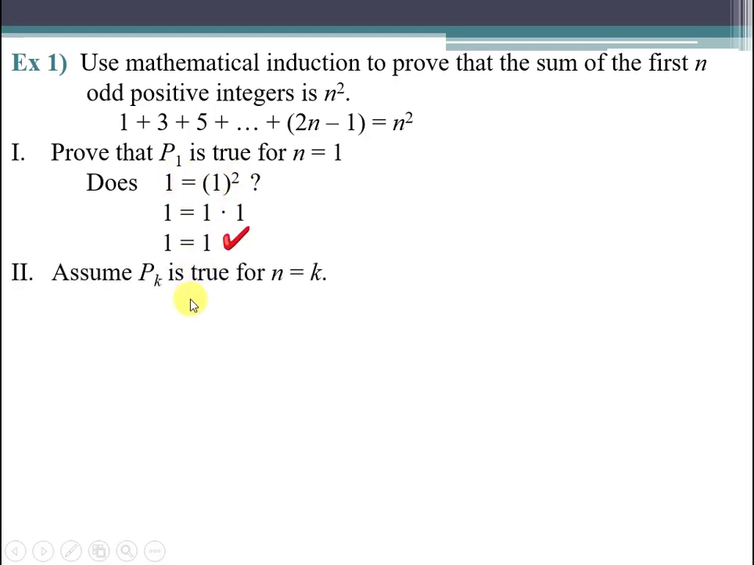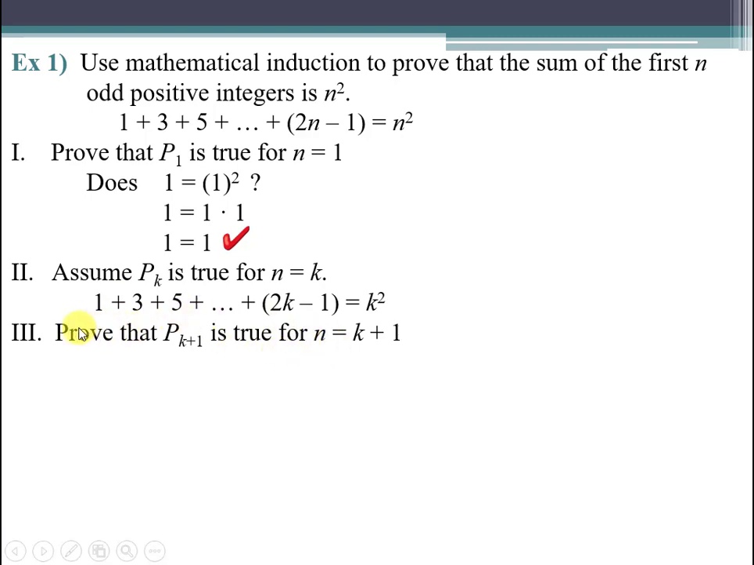And now the second step: assume P(k) is true for n equal to k. So we should rewrite our statement with k: 1 plus 3 plus and so on up to 2k minus 1 is equal to k squared. So we just rewrite our statement with k because n is k. We should assume it. Now the main step, the third one. So this is the main step. Prove that P(k+1) is true for n equal to k+1.